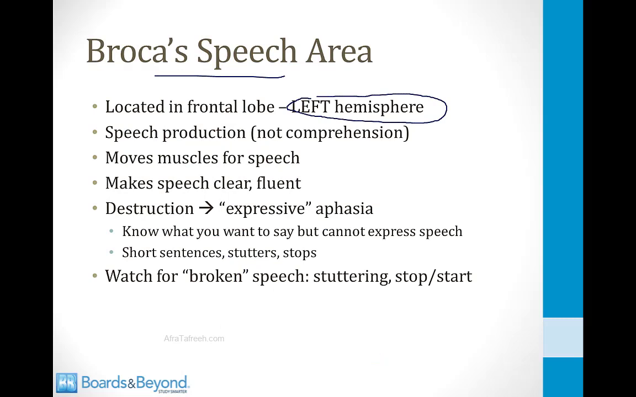And Broca's speech area is responsible for speech production, not comprehension. It helps us move the muscles to speak. It helps us make speech clear and fluent. And if you ever meet someone who's got damage to Broca's speech area, they will have something called an expressive aphasia.